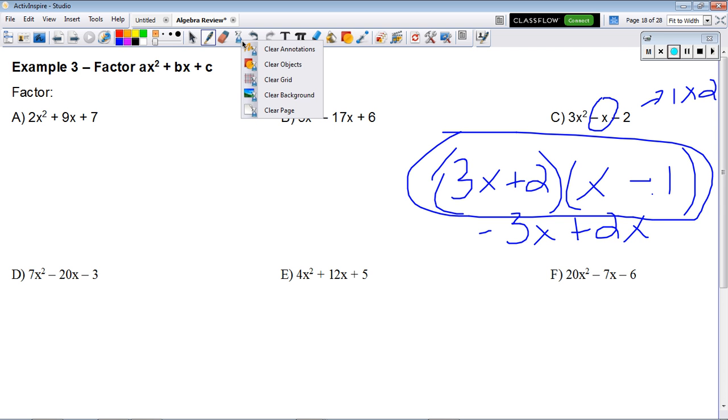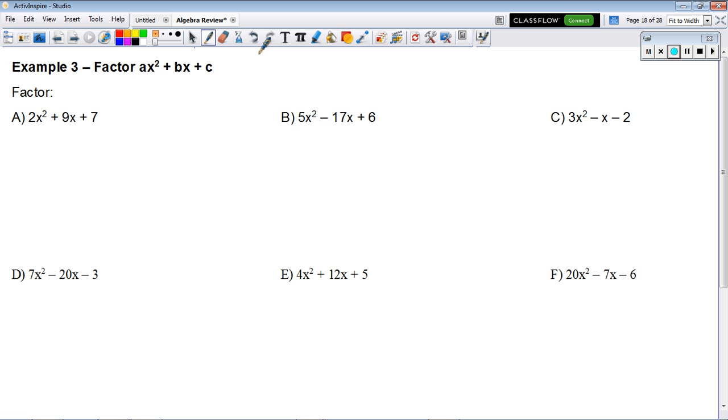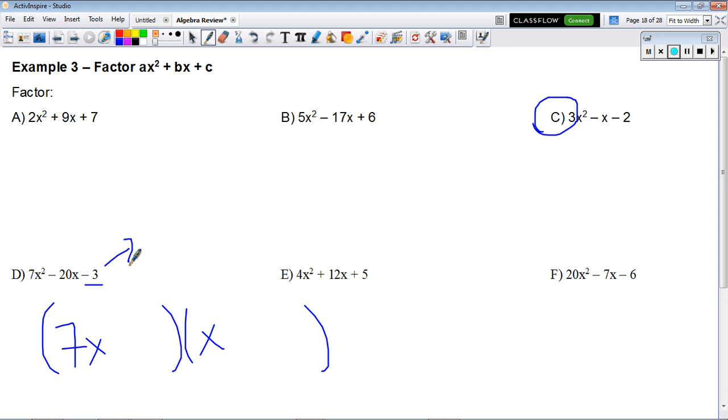And then for part D, I have a 7 in front of the x squared, so this would be 7x times x. And once again, notice it's a negative at the end, so that tells me that the signs are going to be different. So I run into the same problem with part D that I ran into with C, in that I'm not exactly sure where the plus goes and where the minus goes. However, I do know the factors of 3 are 1 times 3. So I know that those are the numbers that go in the back of the parentheses. So once again, I have to try something just to see if it works.